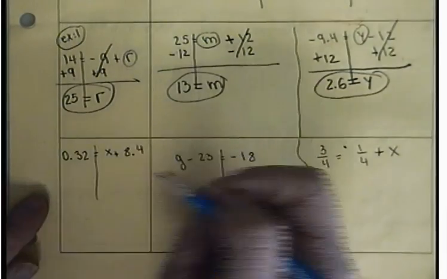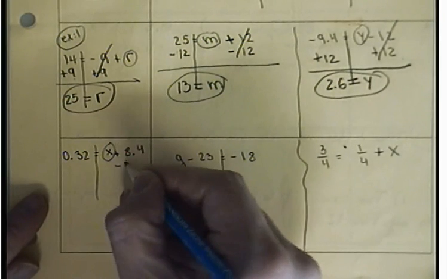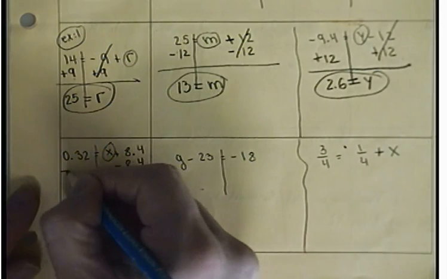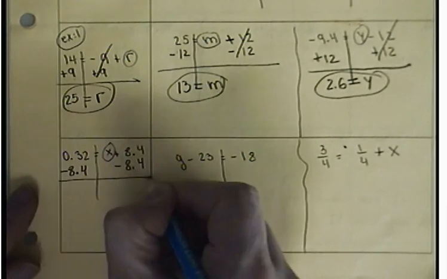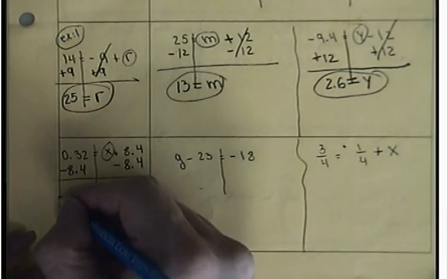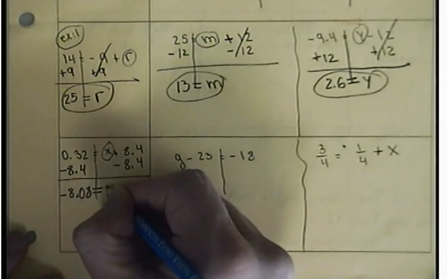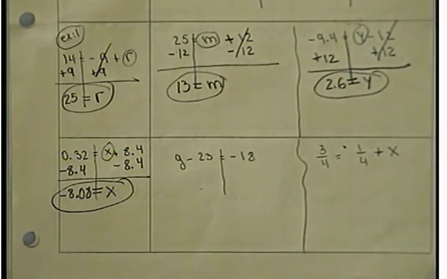So 0.32 is equal to x plus 8.4. Now, remember we save x, so minus 8.4 on each side. In this case, I need to use the calculator too, just to make sure I get the right answer for the decimal points. So I'm going to type 0.32 minus 8.4 on the calculator, and we get negative 8.08. That will be my x. Okay, so that will be the answer here.